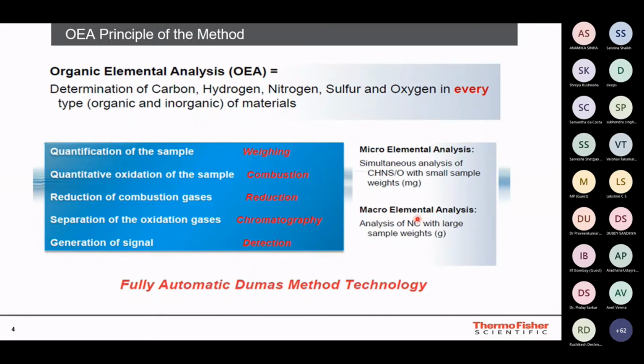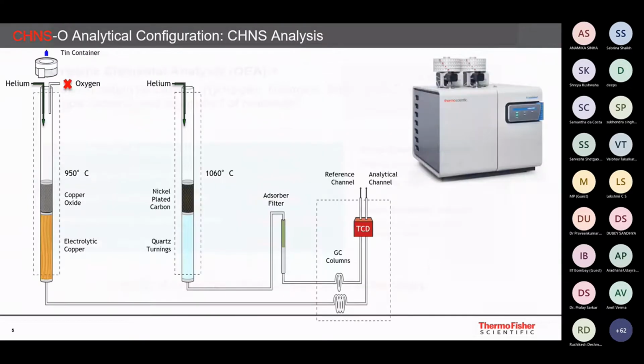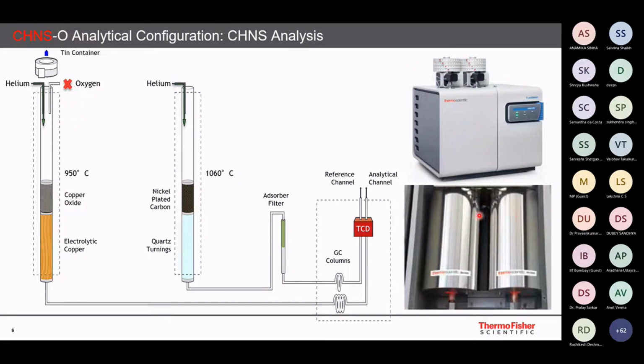For macro analysis there is a different configuration, the NC soil configuration, and we have the CHNS configuration. Now, this is the schematic diagram. This is the left side reactor, which we use for CHNS, and the right side we use for oxygen. These are the furnaces, and the reactors are kept inside them. Now the important point: Thermo Fisher has provided a 15-year warranty for that furnace, meaning up to 15 years we do not have to do anything for that furnace.